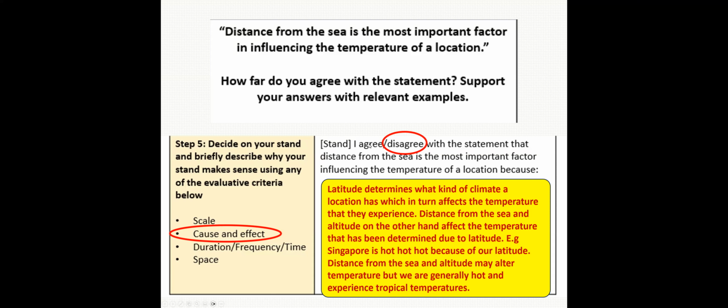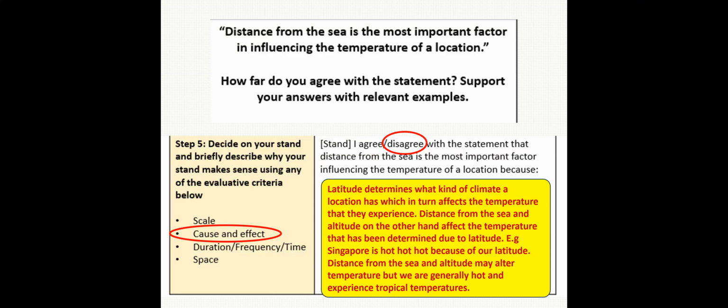All right. So I will say that I disagree with the statement that distance from the sea is the most important factor, because I personally think that latitude determines what kind of climate a location has, which then affects the temperature that they experience. For example, in Singapore, because we're in a tropical climate, we will never get temperatures below like 10 degrees Celsius. And this is a result of latitude. All right. However, distance from the sea and altitude, on the other hand, affect temperature that has been determined due to latitude. So for example, let's say a country is hot and then you have a mountain.